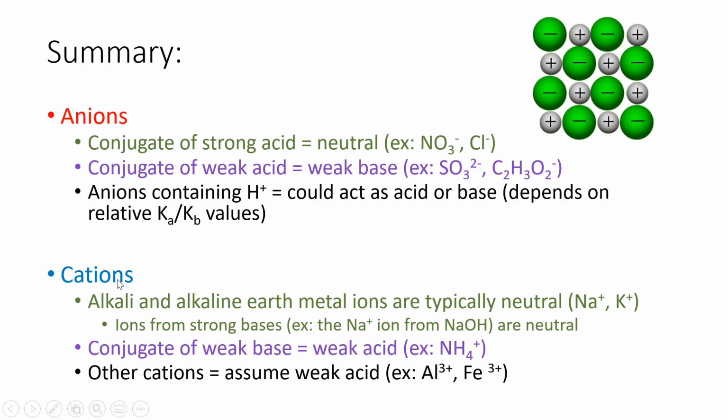And thinking with cations, a cation can be thought of as a cation from a strong base, like Na plus is the cation from sodium hydroxide. The cations from strong bases are neutral. If it's a cation that's a conjugate of a weak base, then it's going to be a weak acid. Like NH4 plus, it is the conjugate of NH3. Since NH3 is a weak base, NH4 plus is going to be a weak acid.